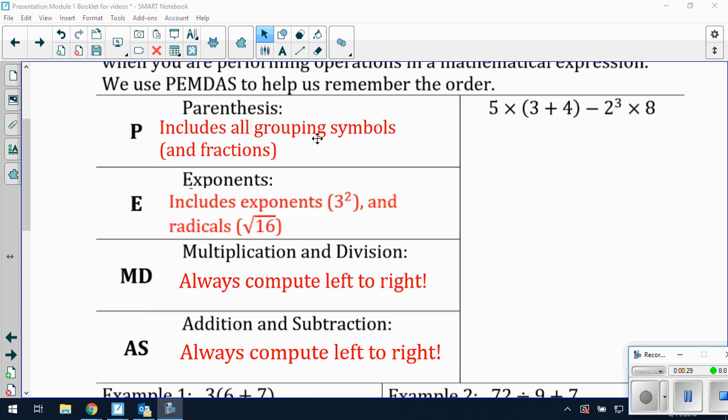This includes all grouping symbols and fractions. Exponents includes exponents, like 3 squared, and includes our radicals, so like the square root of 16. Remember, multiplication and division is one step from left to right. Addition and subtraction is one step from left to right. Pause if you need more time to write this down.